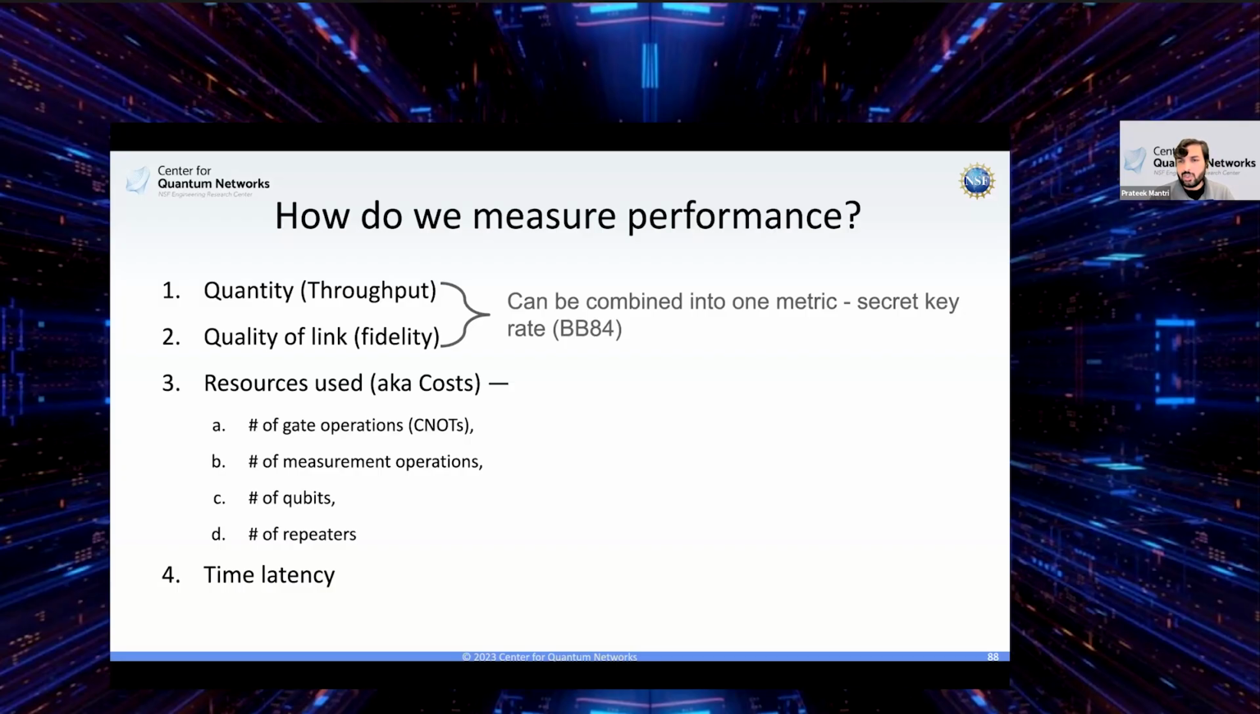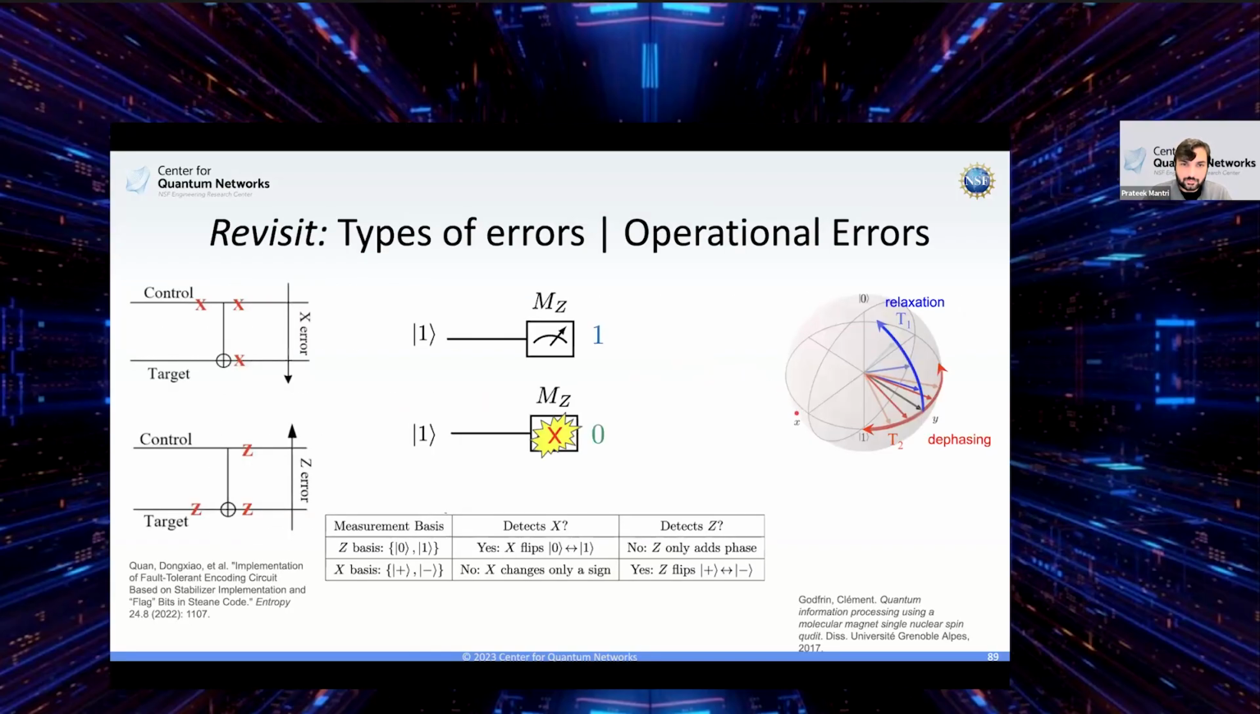For one and two, most of the literature tends to combine these two, the quantity and quality, into a single metric called secret key rate. It has cryptographic connotations, but we tend to just use this as a measure of how much information we can transfer. And it's just an easy metric that combines quantity and quality. And that's what we are going to be using as we look into the performance of different architectures.